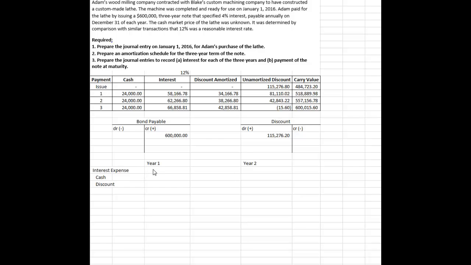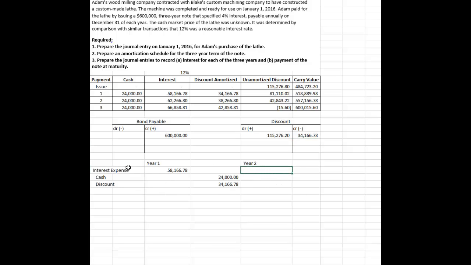So for year one, the interest expense we're just going to pull right off the table. So it's the 58,166.78. The cash we're going to pay, remember we're not paying that amount. The terms of the note agreed to 24 grand. And the discount, again, you could just take the difference between the two to make the entry balance, or you could go up to here and say this is the discount, 166.78. Now if I post it to the account, what you would notice is the size of the discount is shrinking a little bit. The size of the bond payable stays the same. So there's my entry for the first year.